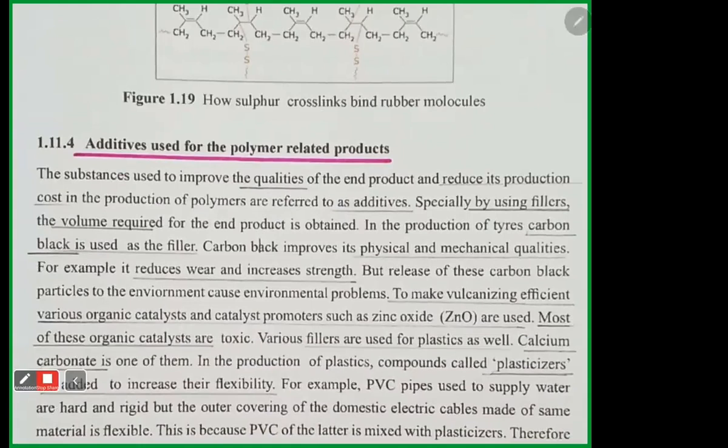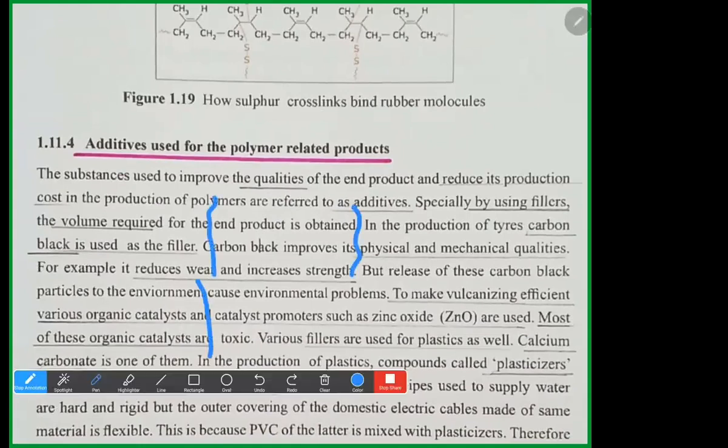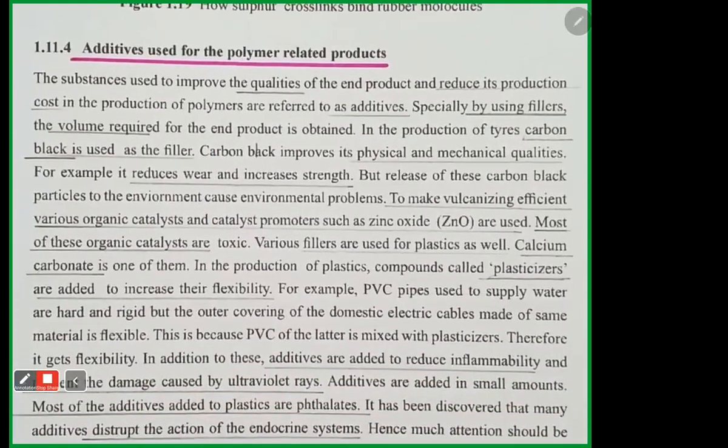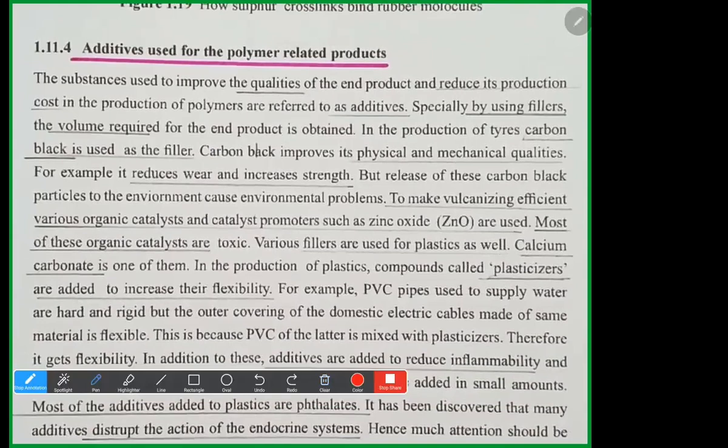Alright, I'm going to cover additives used for polymer-related products. The substances used to improve the quality of the end product and reduce its production costs in the production of polymers are referred to as additives.